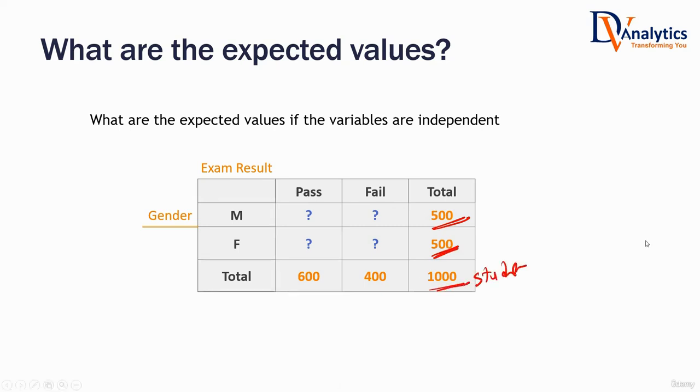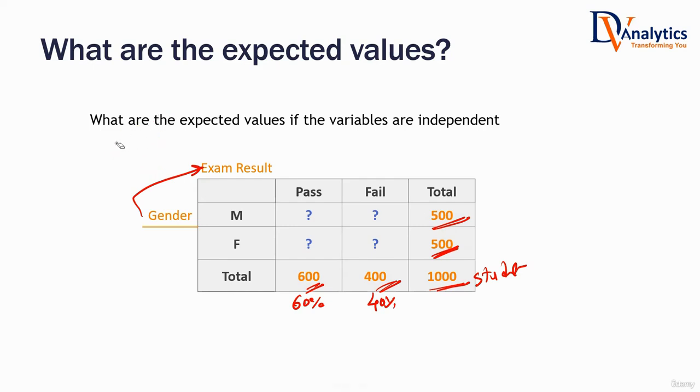Out of 1000 students, 600 have passed the exam and 400 have failed. What is the pass percentage? 60%. How many have failed? 40%. Tell me one thing. Imagine gender and exam result have nothing to do with each other. Imagine both of them are independent. They have no relation to each other at all.